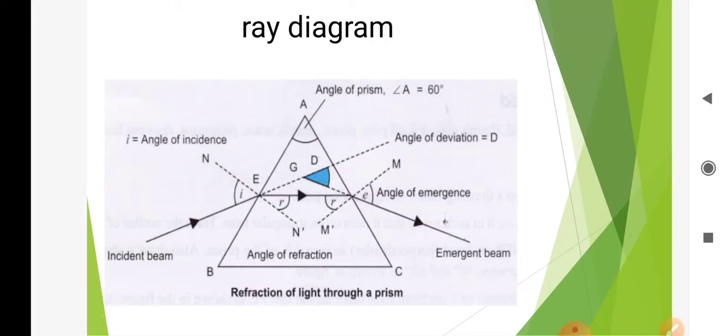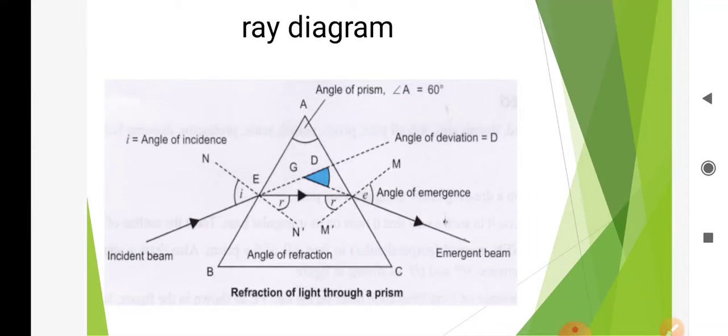Now when the incident beam falls from a source on a lateral surface and enters into the prism, the beam will bend towards the normal. Why is it happening like this? Because the beam is going from a rarer medium into a denser medium. So children, we know that whenever the beam enters from the rarer medium to the denser medium, refraction takes place and the beam will bend towards the normal.